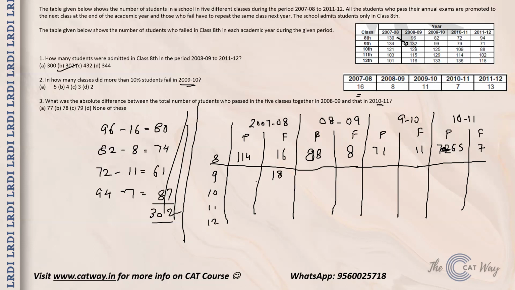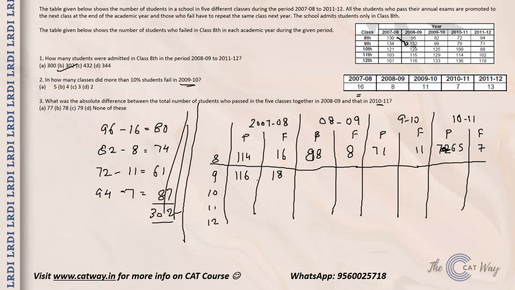So out of 134 students who were there in 2007-8 in class 9th, 18 have failed. That means the number of students who have passed is 116. So this is how you basically fill your table.